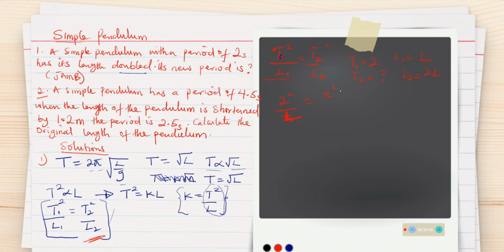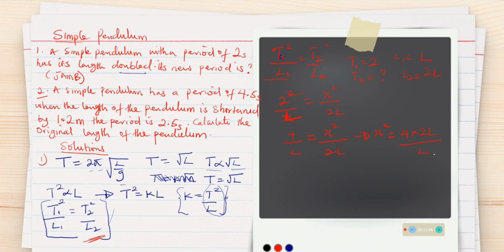So if you work out your maths, here is going to be 4 over L is equal to, here is still x squared over 2L. So I can cross multiply to give me x squared is equal to 4 times 2L over L, because you divide both sides. So here this can go away with this.